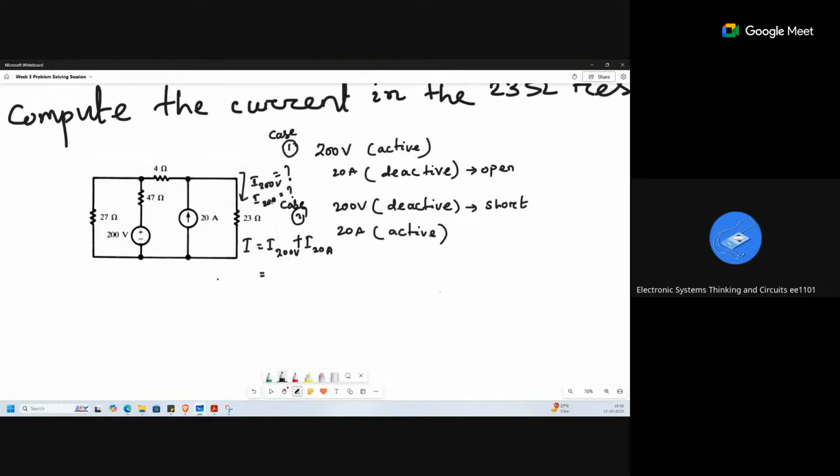You just tell me the answer. Ma'am, because of the 200 volt, it is zero because there is no potential. Ma'am, could you please explain what is the superposition principle?